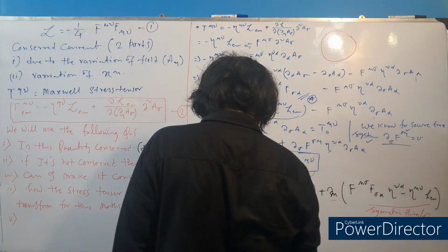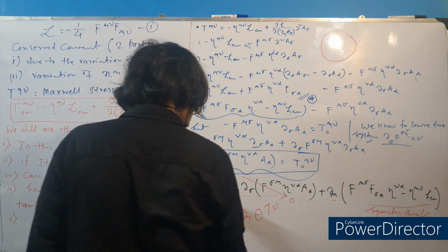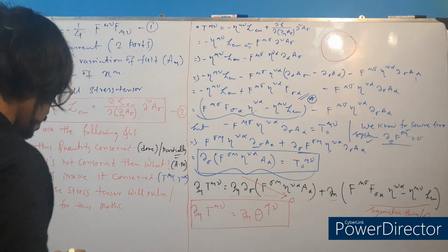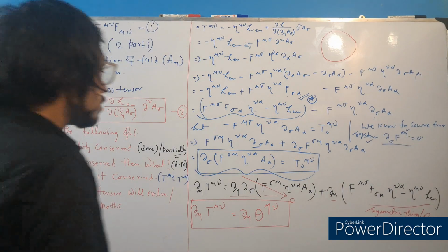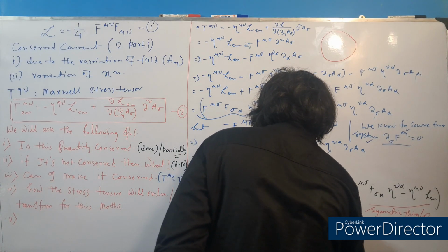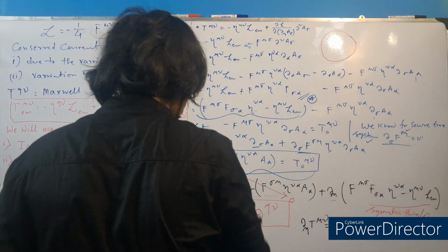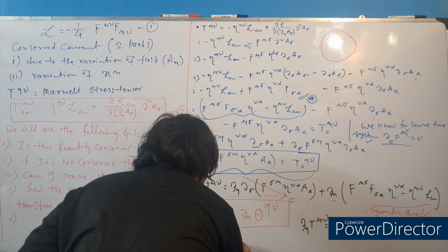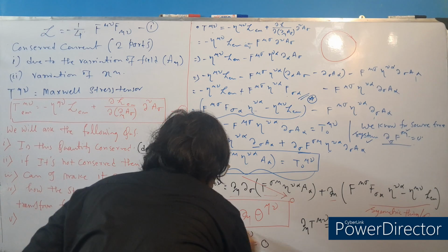which is defined as theta mu nu. Okay, and we know that del mu T mu nu is equal to 0. So del mu T mu nu is equal to 0, we know. So we can finally write that del mu theta mu nu is also equal to 0.